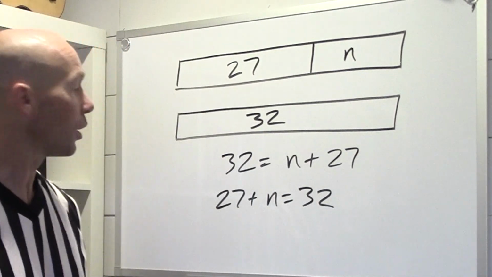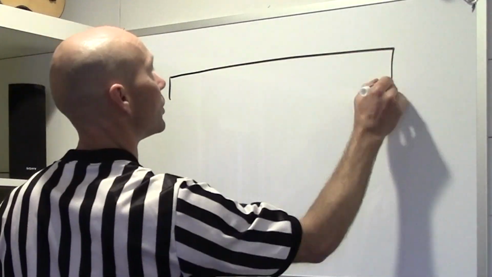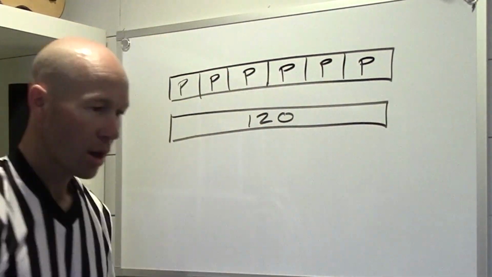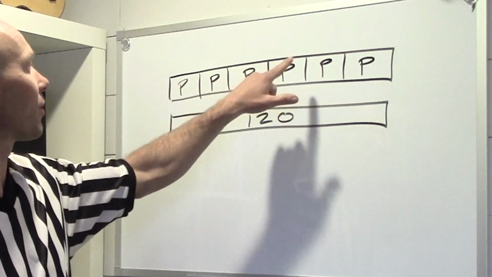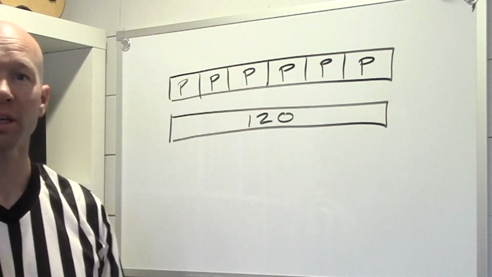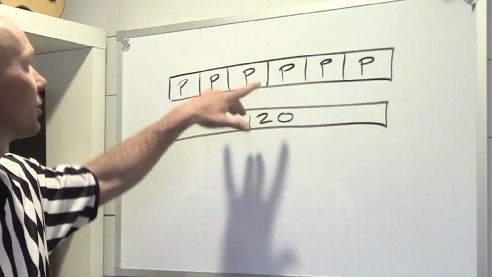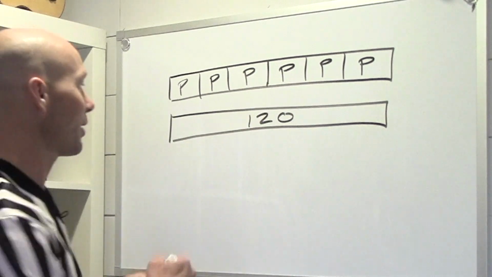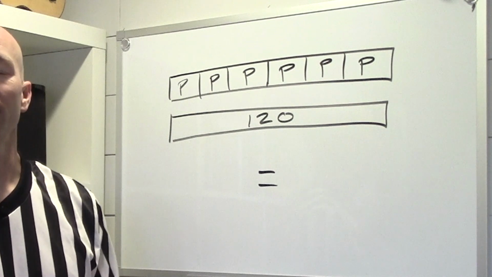Now, let's do another one. So we've got another problem now. We have 1, 2, 3, 4, 5, 6 p's, and that's going to be the same as 120. I would like you to write another algebraic problem that shows these two tape diagrams. You're going to have an equal sign because they're both equal to each other. Write that out algebraically.